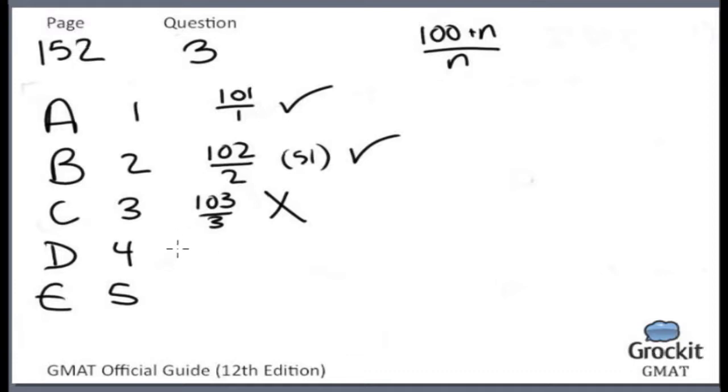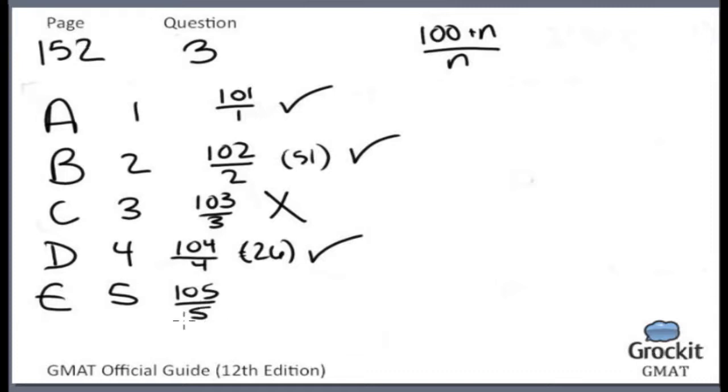Let's check the other ones. Is 104 divisible by 4? Well, it turns out it is. That actually equals 26. So that one's an integer. And then, is 105 divisible by 5?